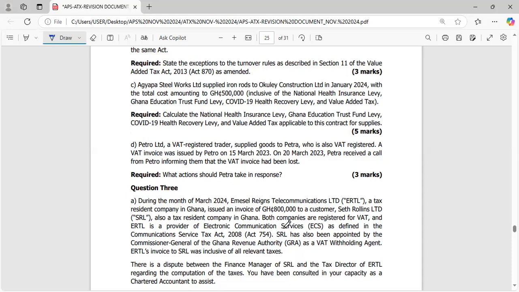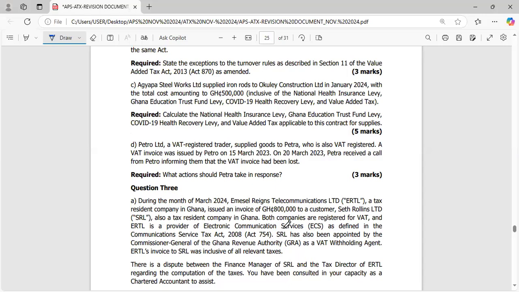This is why, if you lost the VAT invoice, the original given to you, the remedies are there. Apply to the person you bought the goods from and try and see if you can get the duplicate. If you did not get the duplicate, and the Commissioner General believes that you not getting the duplicate or losing the VAT invoice is not your fault, he can allow you to deduct your input VAT.